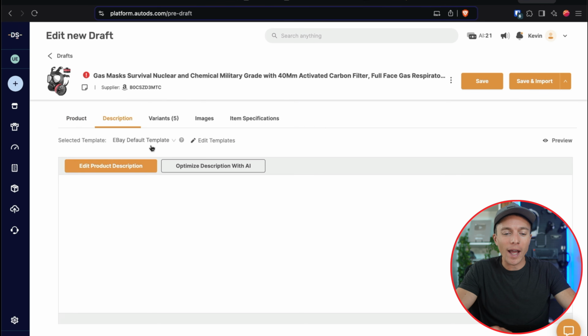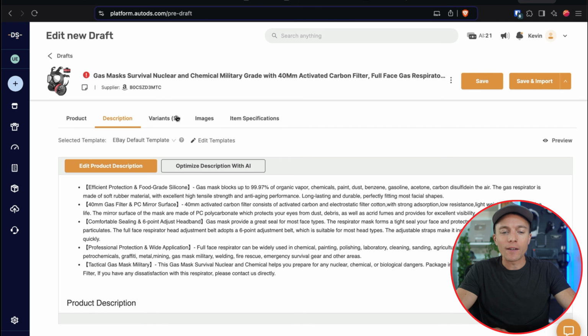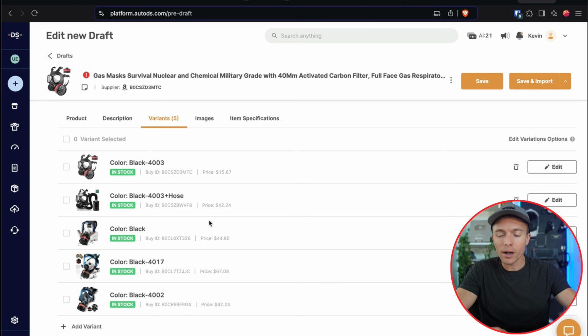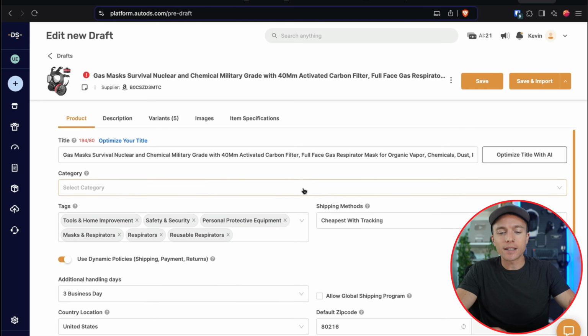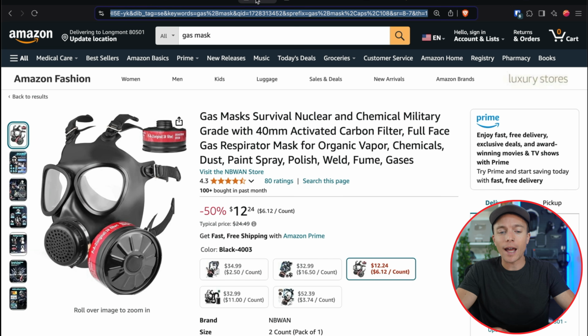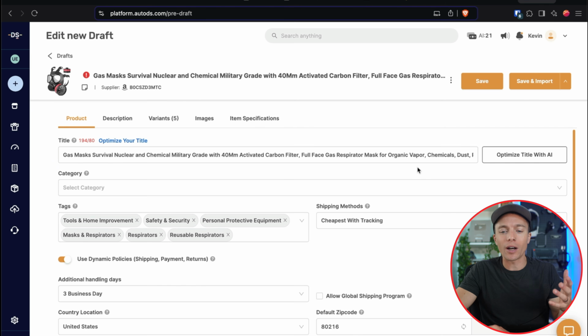You can see right here we have the description it pulls in. If there's different variations, which there are, like different colors, we can see all of them here. And we have all the images, so it really does all of it. The last thing it does is it will take the price on Amazon, and based on my settings in AutoDS, it will increase the price, enough to cover all the eBay fees, and so I actually make a profit. So you see, it's doing all the work for you. Once you find the item, you just plug it into AutoDS, and AutoDS does the rest of it for you.